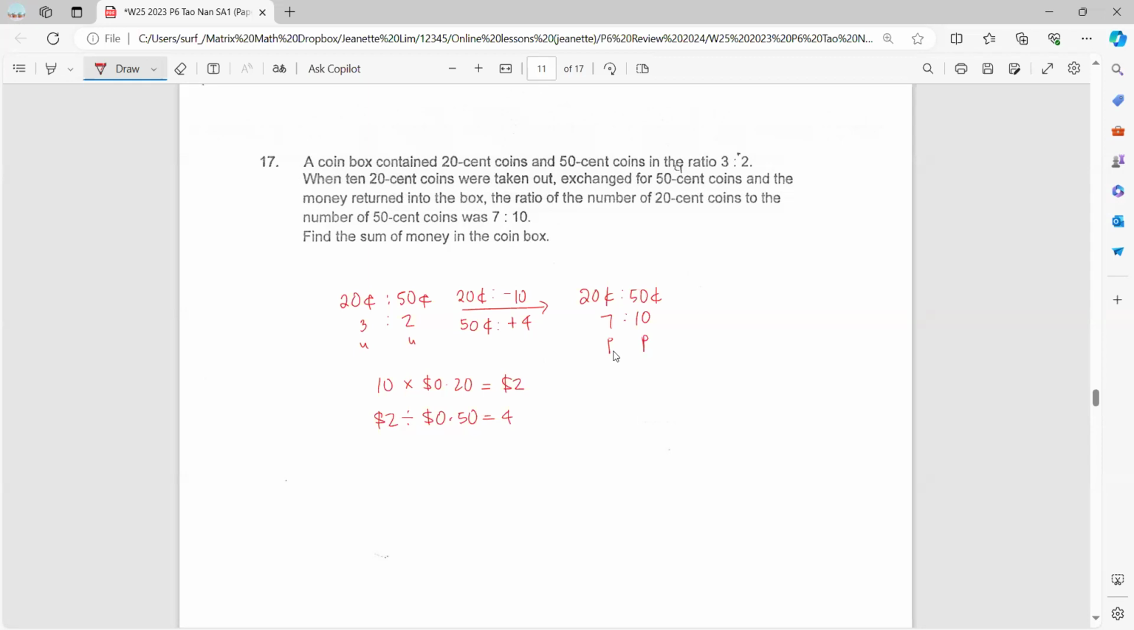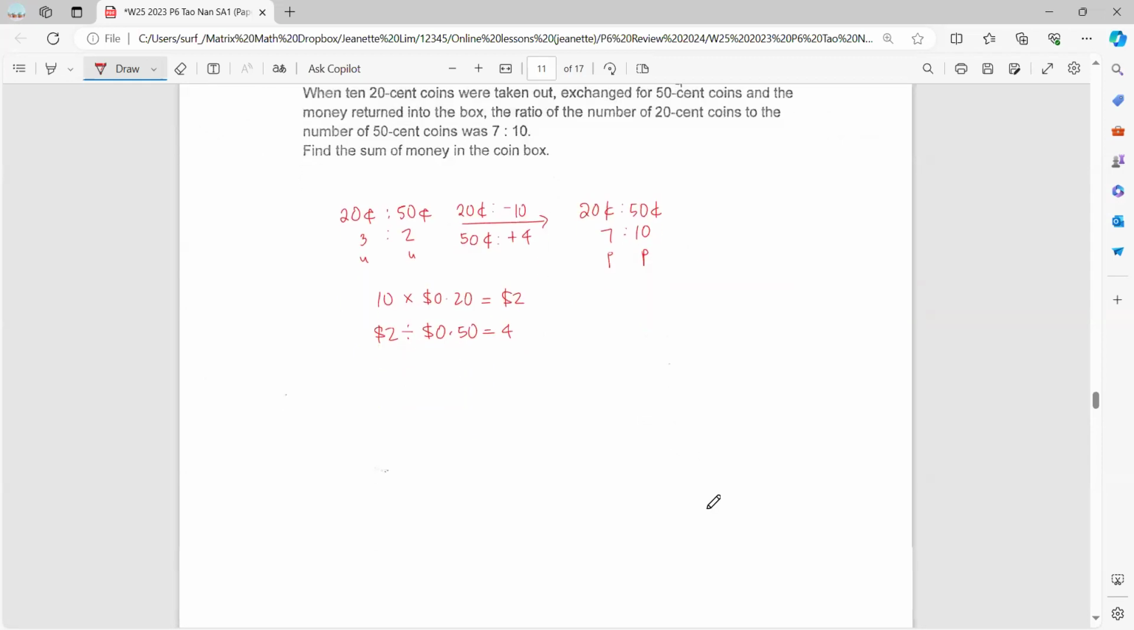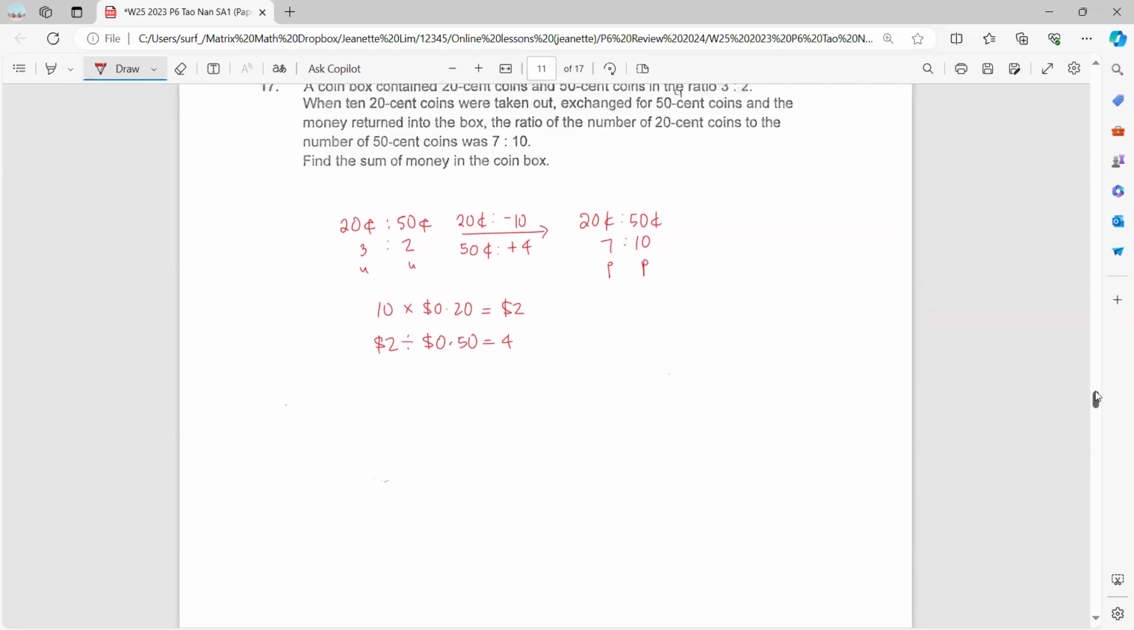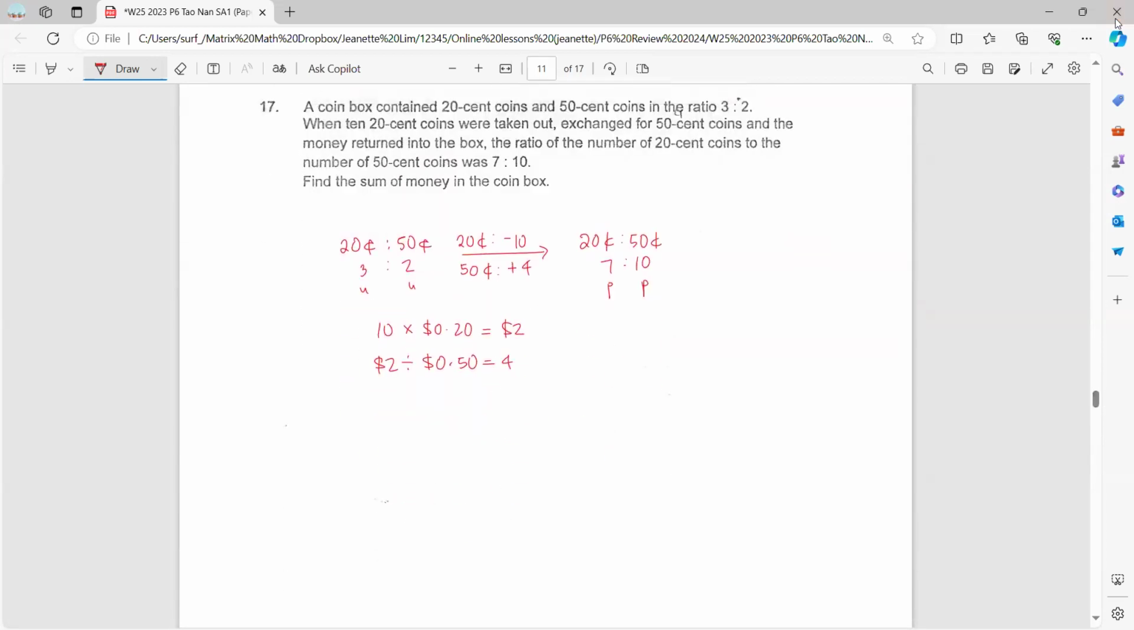So to do units and parts, first we need to form two equations. Starting with 20-cent coins, I start with 3 units minus 10, I end up with 7 parts. So 3u minus 10 equals 7p. Next, for the 50-cent coins, it'll be 2 units plus 4 equals 10 parts.